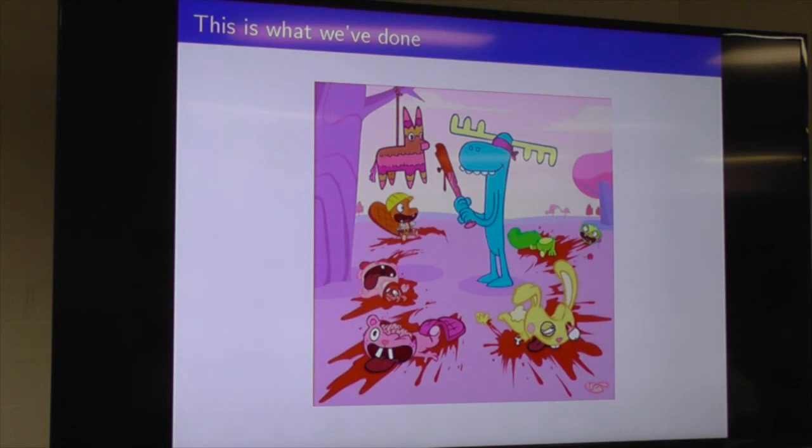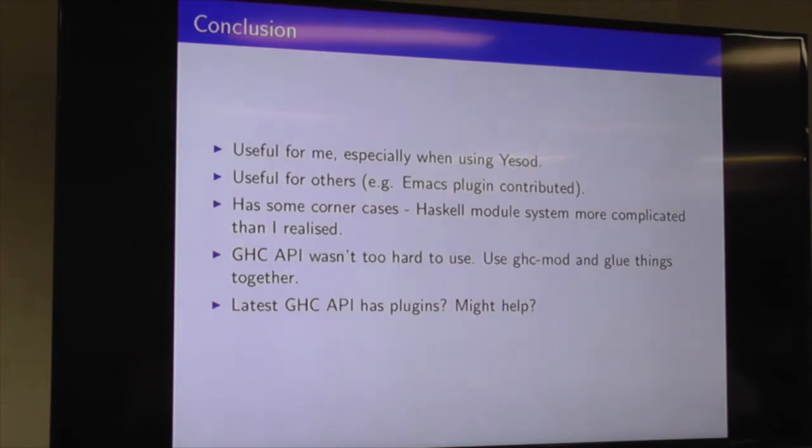So the latest version of the GHC API has support for plugins, which I think means that you could be a bit more specific about keeping track of this imported-from information as you go through it, which was the last point there. But I found it useful, like when I was playing with some Yesod stuff and other things, to just be able to look things up.